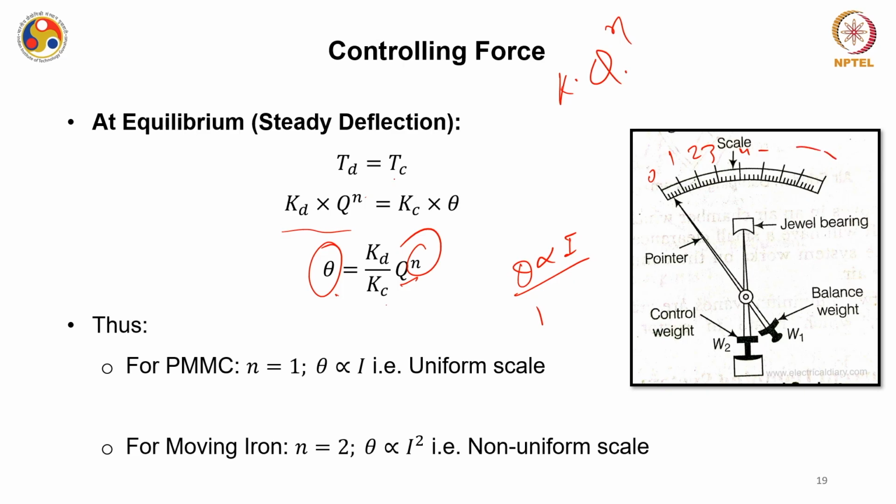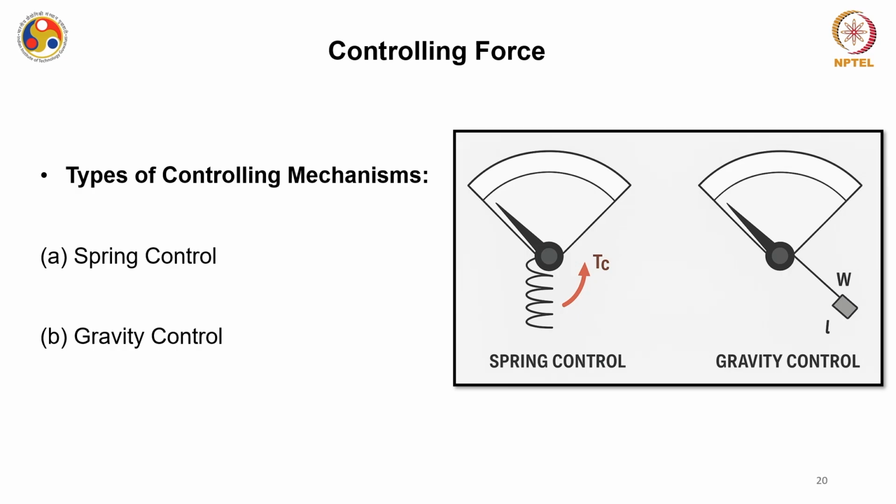For moving iron, as I have mentioned, this n value is 2. Now theta is directly proportional to I square. So this scale is non-uniform, and the distance between the markings is also of course non-uniform. Say this is 0, maybe this may be 2, this may be 4 and so on. We will take this scale in more detail when we talk about these analog instruments one by one. I hope the controlling torque concept is getting clear for you.